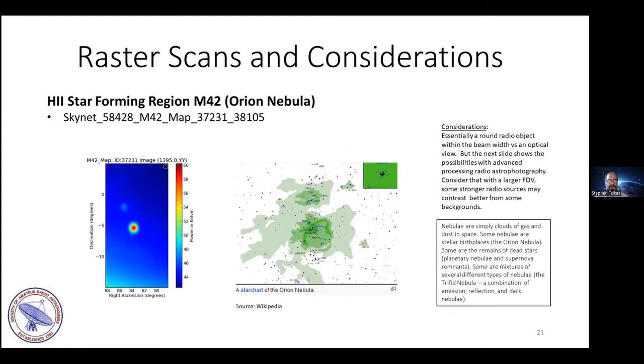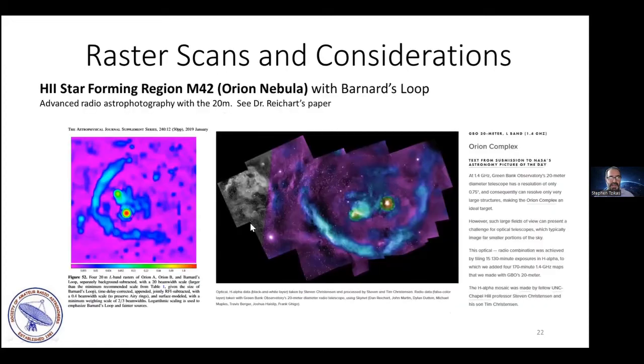Here are some, I'm not going to get into the examples too much. You have Orion A in M42. This is a typical image you may get on the 20 meter. If you look at some of Dr. Reichert's work with his parameters and his processing of it, you see a lot more detail in here, which I thought was very interesting. He captured Barnard's Loop.